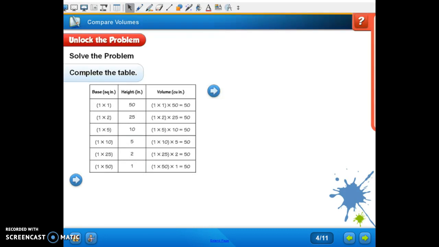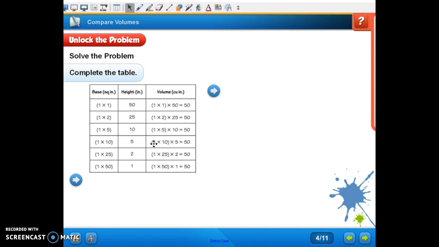If the base is 1 by 2, 1 times 2 is 2. What would I have to multiply 2 by to get 50? 25. If I have a base of 1 times 5, my base would be 5. What would I have to multiply 5 by to get 50? 10. These parentheses stand for the base. So this is length times width times height. They're in parentheses because that's the length and the width, or the base.